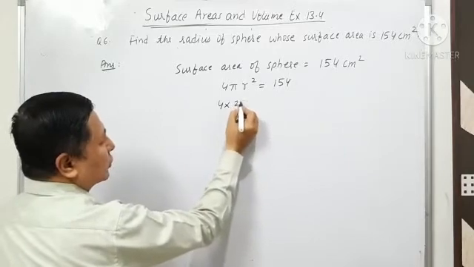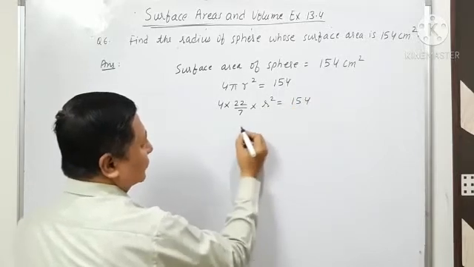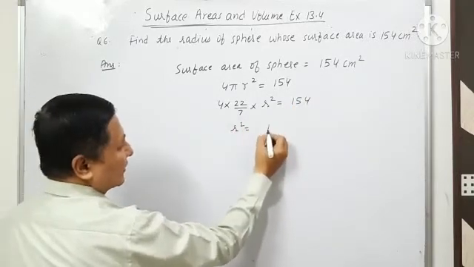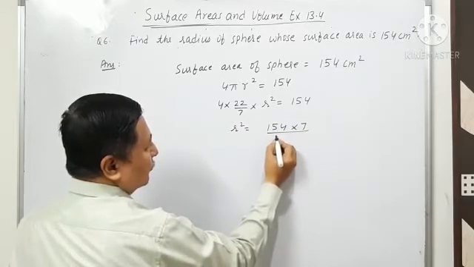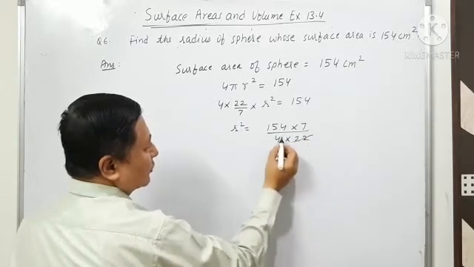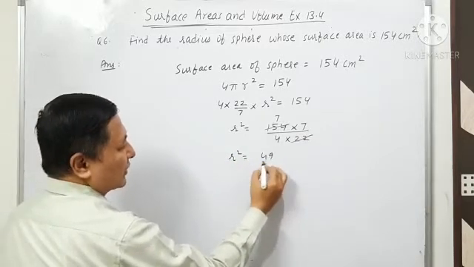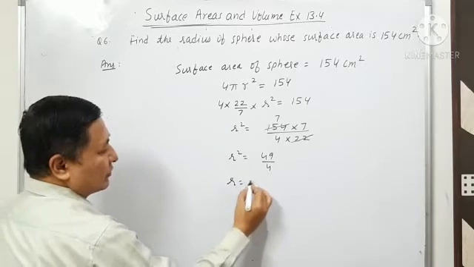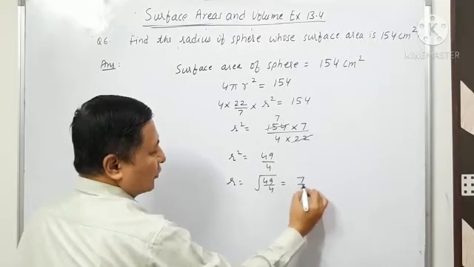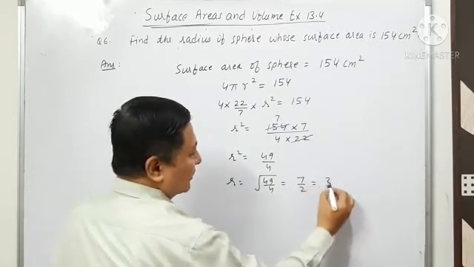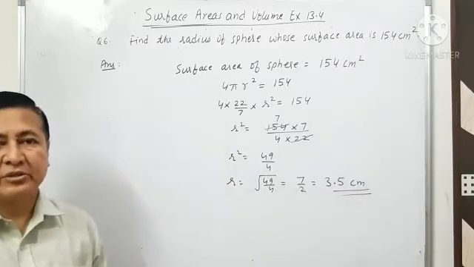So 4 into 22 upon 7 into r square is equals to 154. So r square will be equals to, we will do cross multiplication, 154 into 7 upon 4 into 22. So 22 7s are 154. So r square will be equals to 49 upon 4. So we have to find r. So r will be equals to under root of 49 upon 4, that is equals to 7 upon 2, and 7 upon 2 is 3.5 centimeters. So the radius of the sphere is 3.5 centimeter.